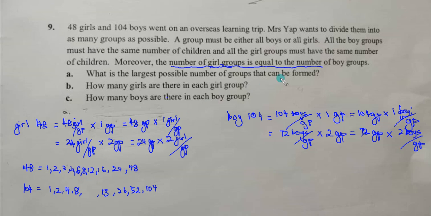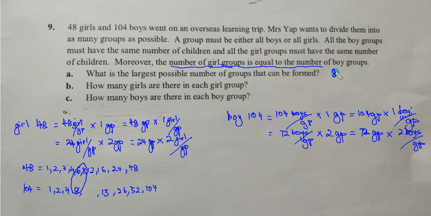Then you say you want to divide them into as many groups as possible. That means you want to find the largest common number between this group and this group. Obviously, you can see that the number that is similar for both would be 8. So what is the largest possible number of groups that can be formed for both to have an equal number of groups? The answer in this case would be 8.